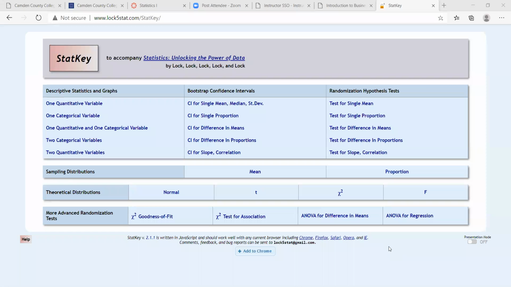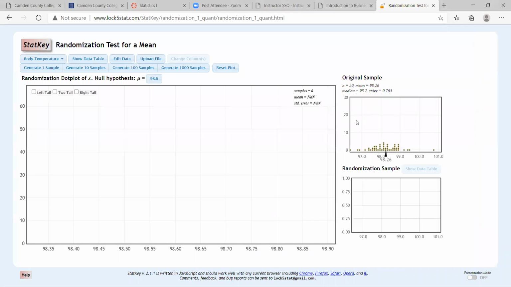We've looked at it before with confidence intervals, but I'm going to show you how to do this. I'm just going to do a demonstration. I'm not going to show you all these different things here. Let's do a test for a single mean. And actually, what StatKey uses is what's called randomization. It's just a way of doing simulation with the hypothesized mean.